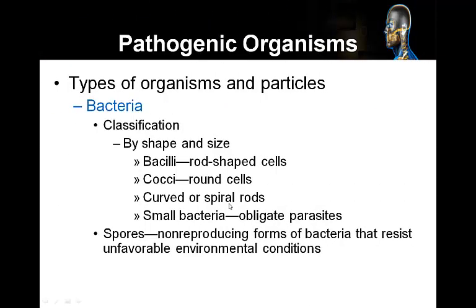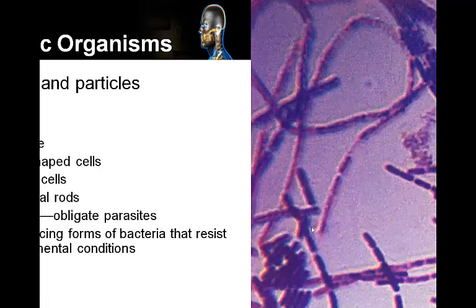More classification. This we actually do utilize in emergency medicine quite often, and that's the shape and the size of the actual cells associated with the bacteria. And so we've got rod-shaped cells, bacilli, cocci, round cells, curved or spiral rods, and then very small bacteria that have the properties of being a parasite. Let's look at some examples.